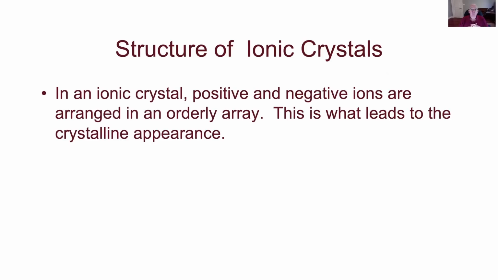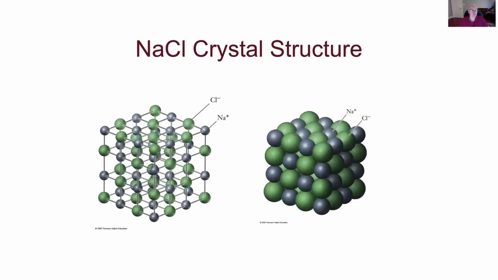So in an ionic crystal, what's going to happen is I have positive and negative ions, and they're arranged in a repetitive array, okay? This is what gives us the crystalline appearance. The easiest way to see what I mean by that is to look at some pictures, okay? I am going to attempt to trade in my pen for this pointer here because it's going to be a little bit easier to work with, okay?